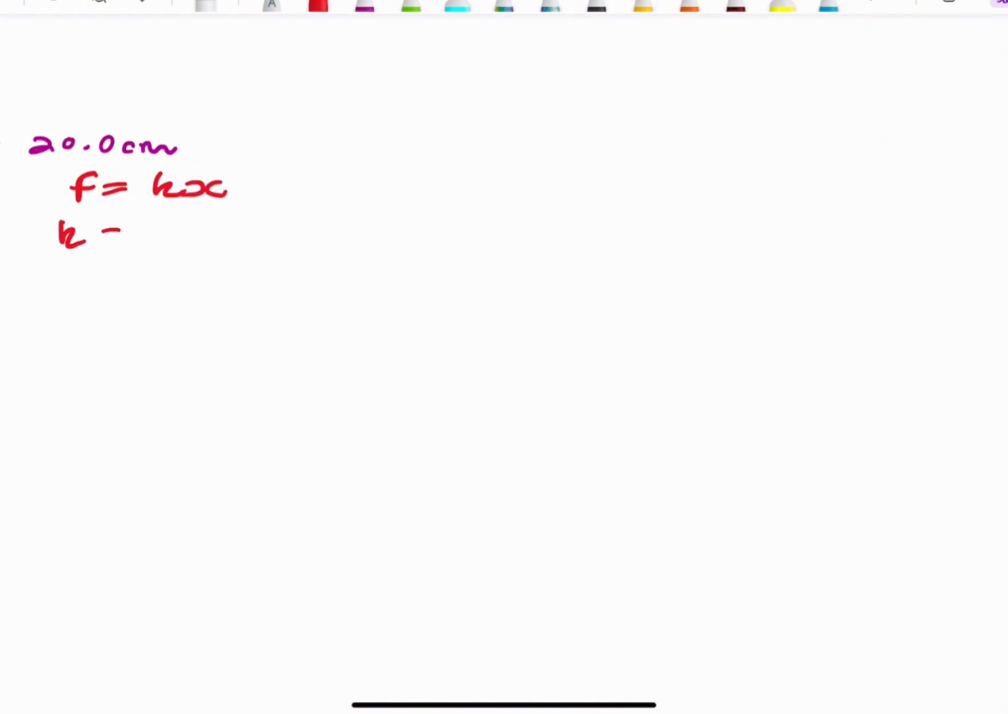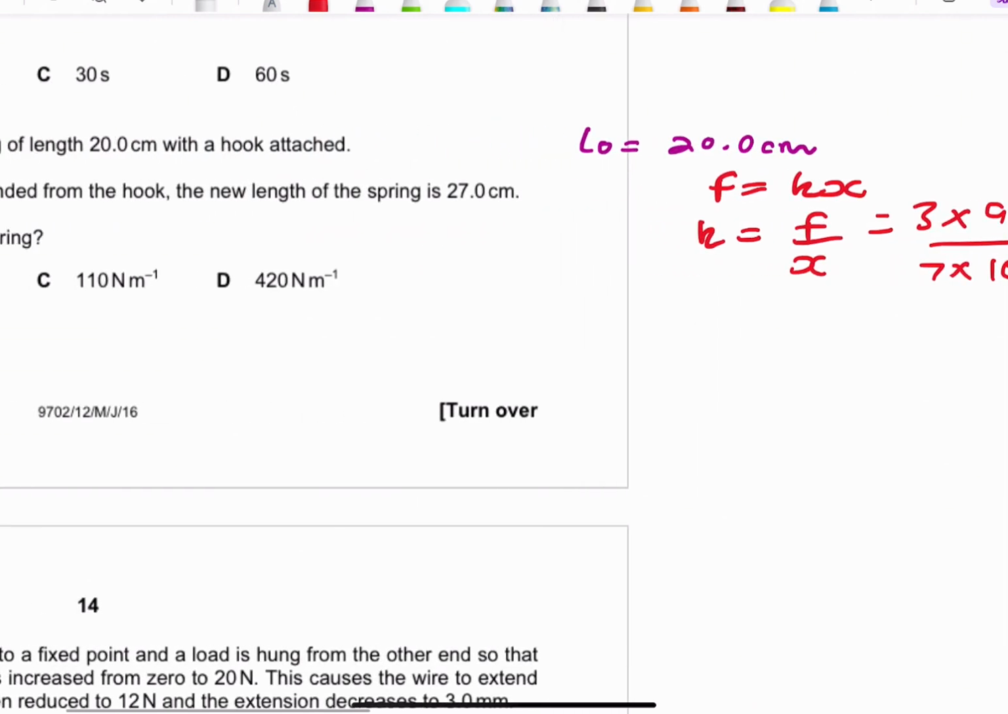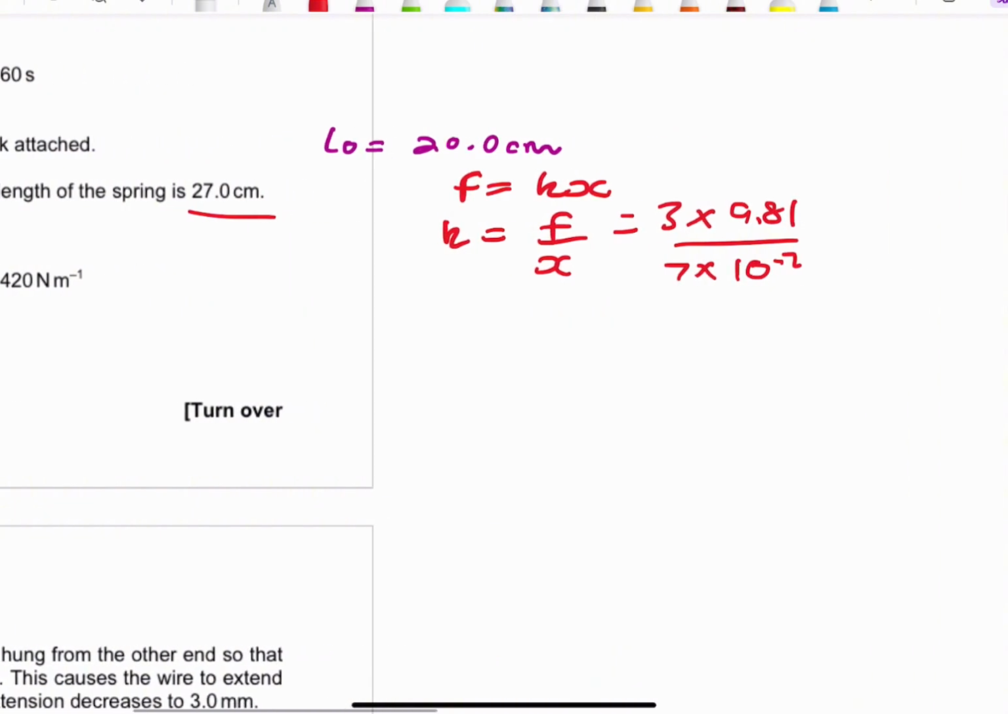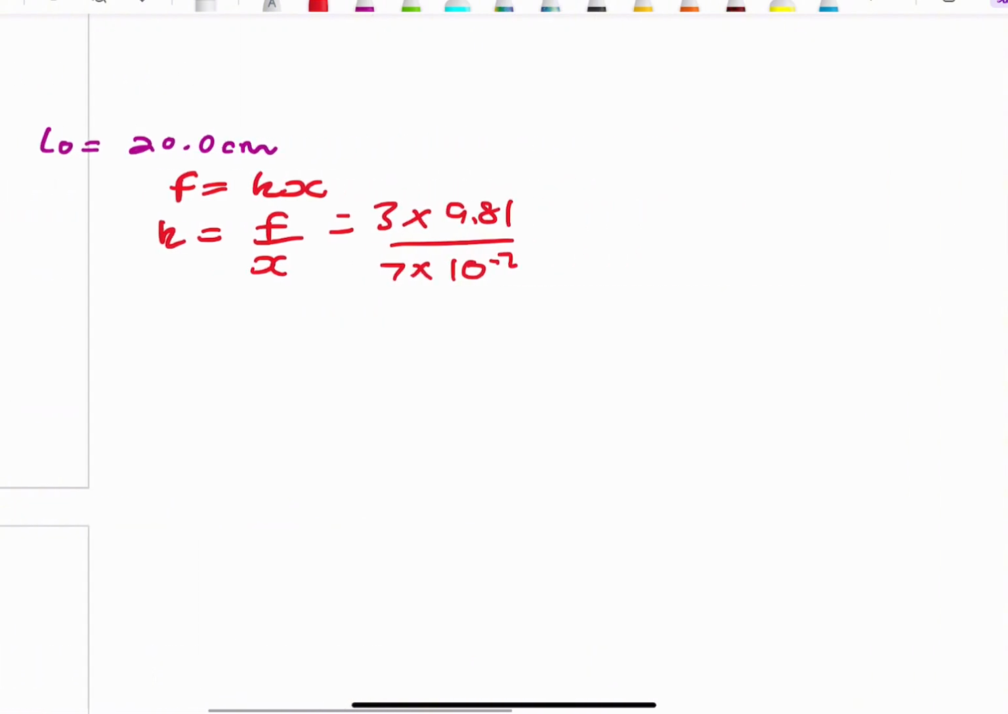This is basically a little bit about Hooke's law. We know that F equals kx, so the value of k will be F divided by x. So the fish is going to be 3 times 9.81 divided by the extension, which is 7 times 10 to the power of negative 2. Why? Because it's 27 subtract 20. That's where I'm getting this 7 times 10 to the power of negative 2.